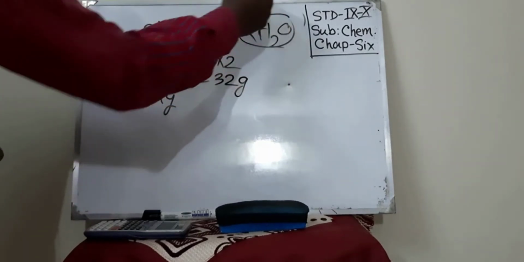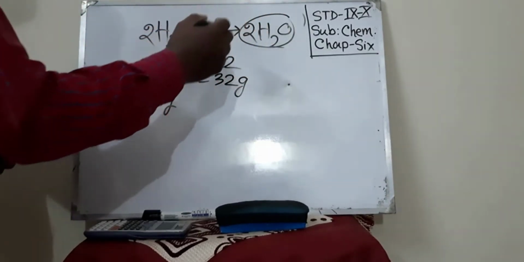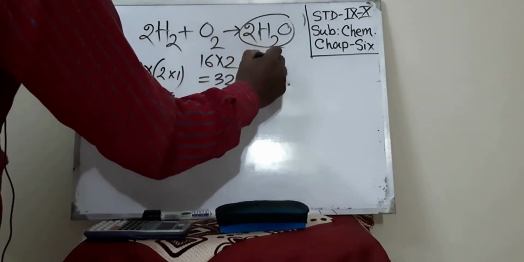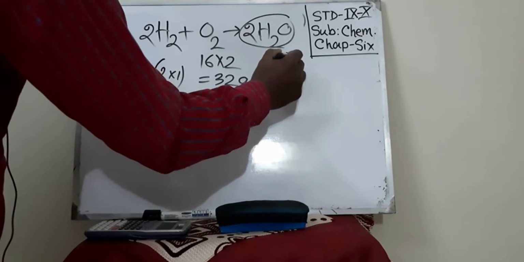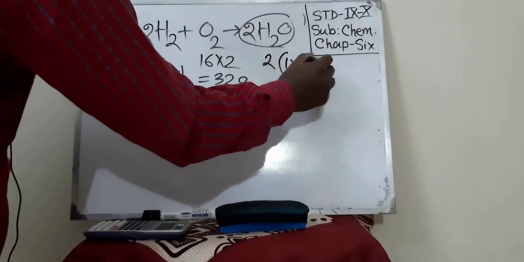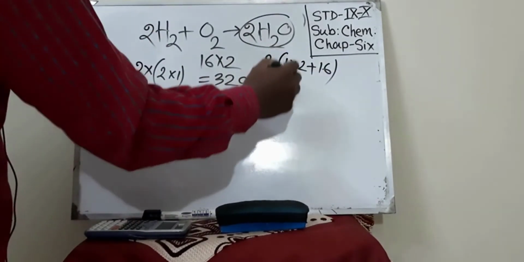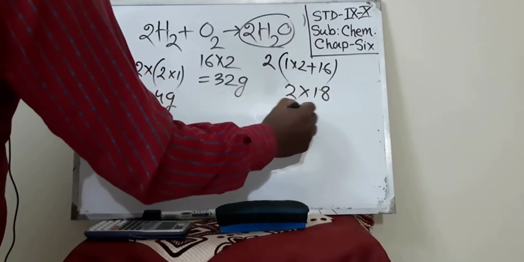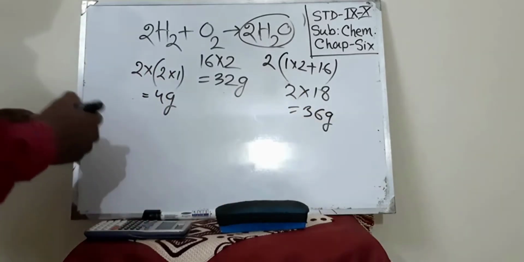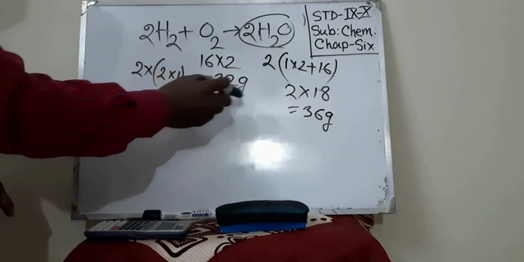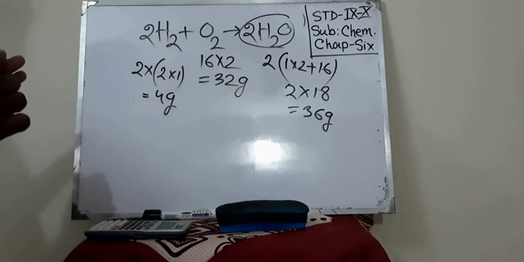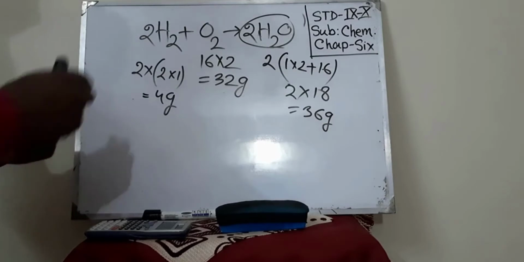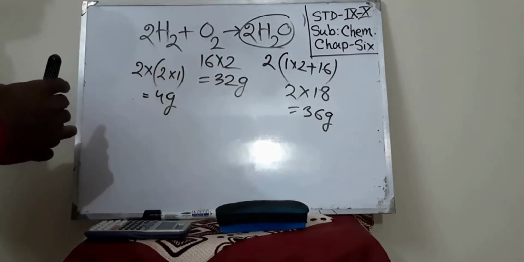So we have got the product. We can count the total in gram units. 2 into water, 1 into 2 plus 16, that means here 2 into 18, that means 36 gram. So look, 4 gram and 32 gram, total 36 gram. That means if you take 4 gram hydrogen and 32 gram oxygen, you will get 36 gram water.